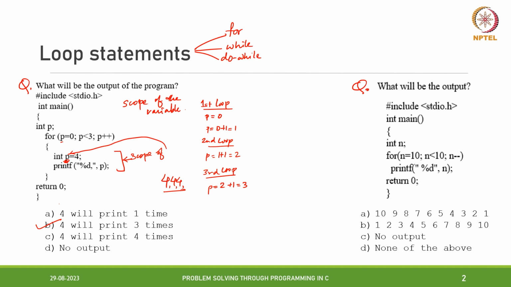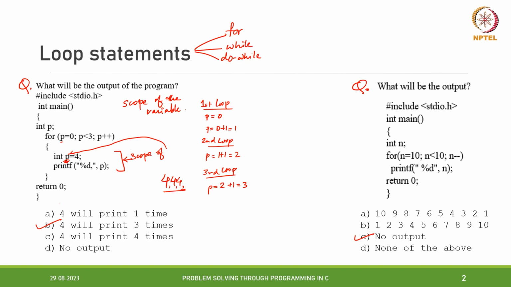So you set the value of n to 10, and then you check if n is less than 10. Of course that will be false. Now if that is false, then the loop will exit there itself. It will not run even for a single iteration. So here the answer is no output.